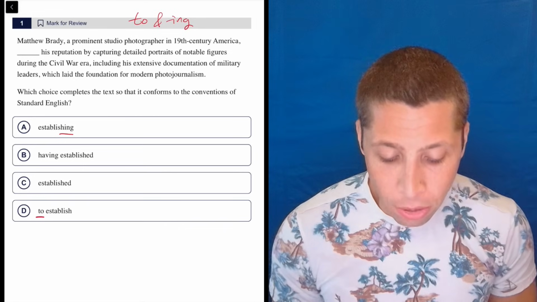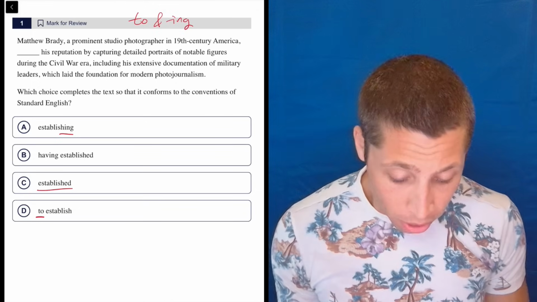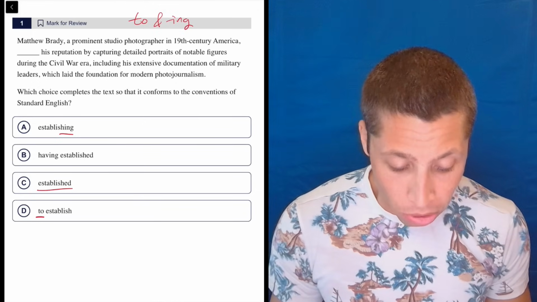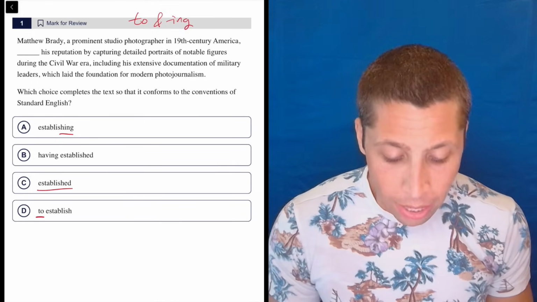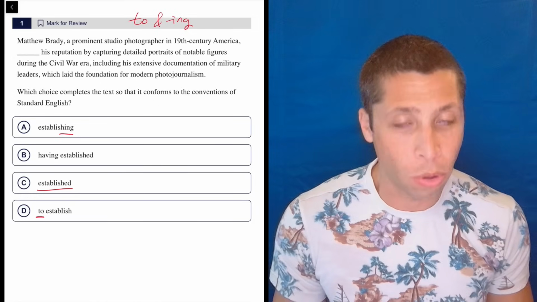Matthew Brady, a prominent studio photographer in 19th century America, established his reputation by capturing detailed portraits of notable figures during the Civil War era, including his extensive documentation of military leaders, which laid the foundation for modern photojournalism.